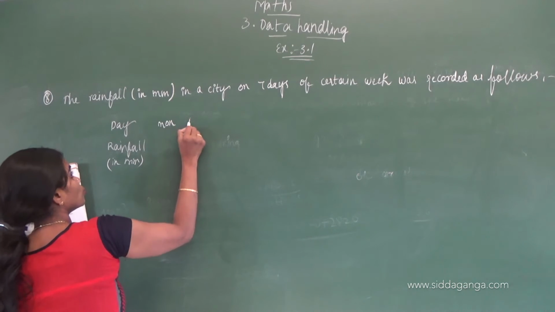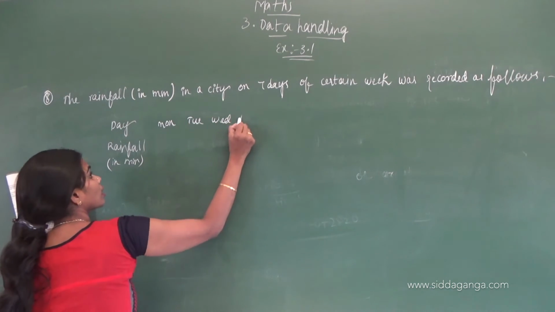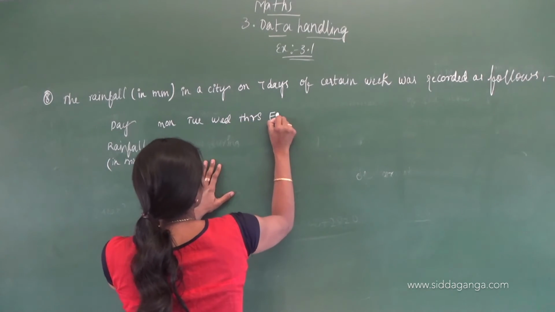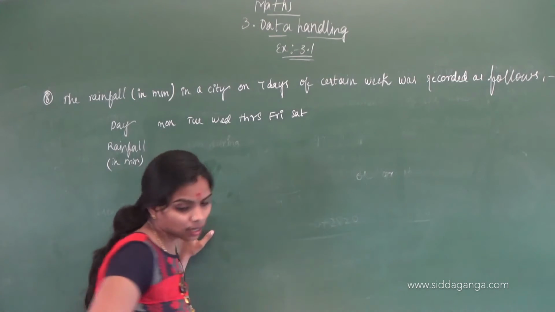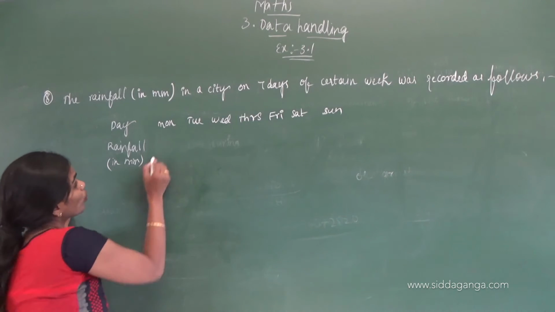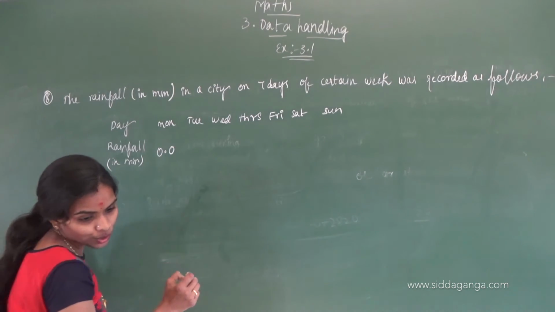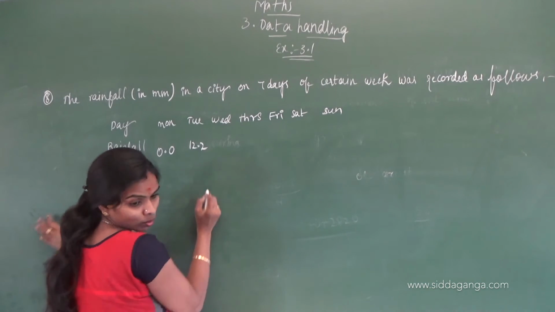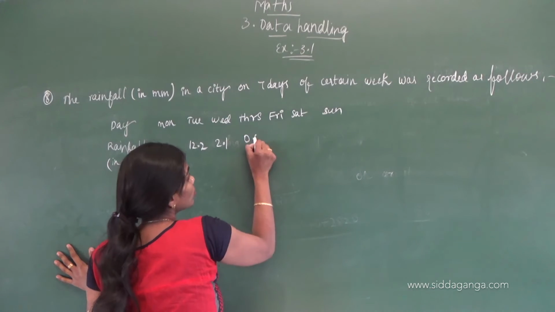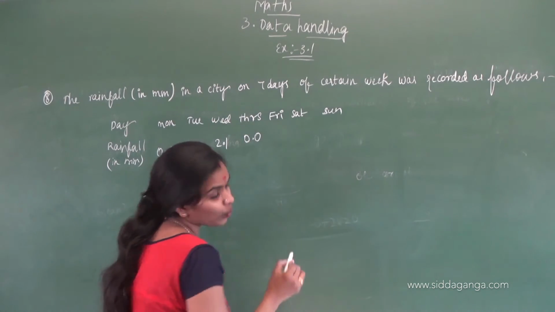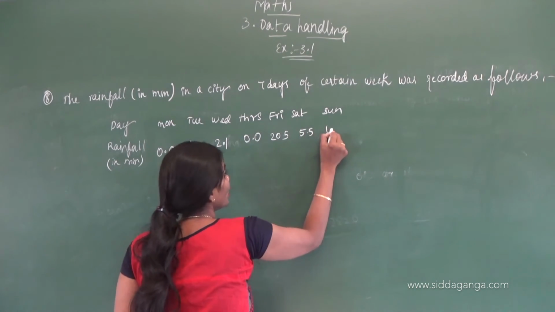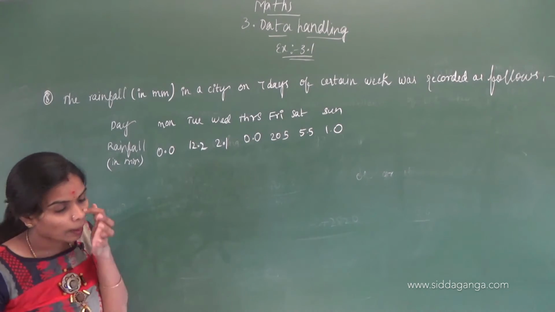Monday, Tuesday, Wednesday, Thursday, Friday, Saturday and Sunday. 0.0 mm Monday, 0.0 mm Tuesday, 12.2 Wednesday, 2.1 Thursday, 0.0 Friday, 20.5 Saturday, 5.5 Sunday, 1.0.